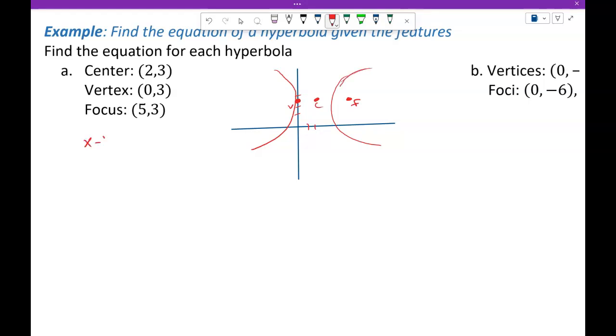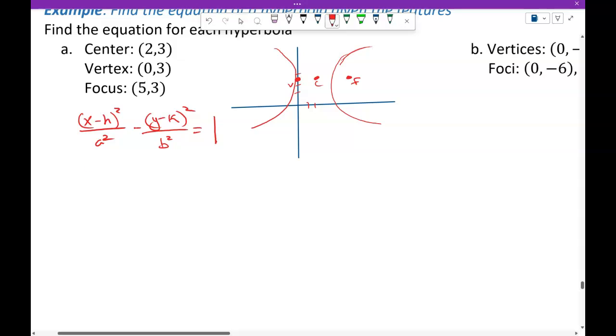So we'll want to use the equation that has the horizontal axis hyperbola. So x will be first along with a. So we need to find the values of h, k, a, and b in order to get all of the things for our equation. So starting with h and k, since our center's at 2, 3, we have those values. H and k, 2 and 3.